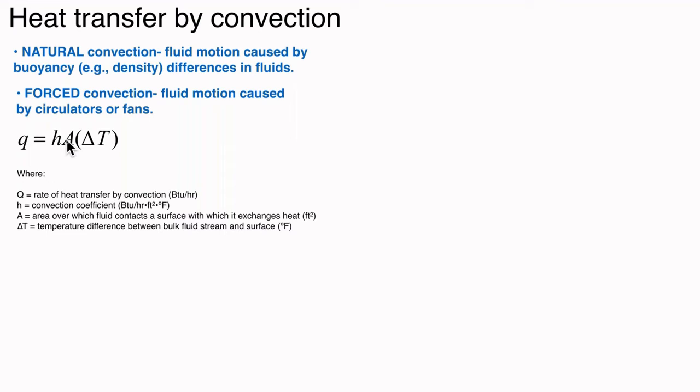So it looks like if we knew the value of H and A and delta T, three numbers, multiply them together, we get the rate of heat transfer. Delta T and A are pretty easy. This one can be very difficult to come up with.